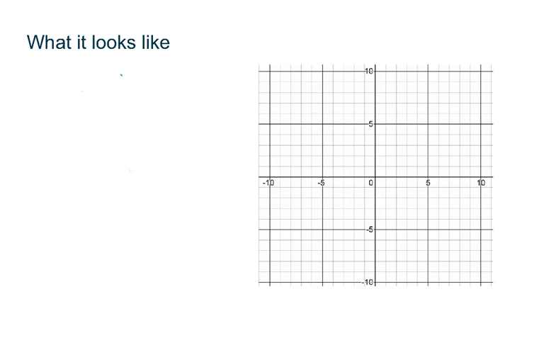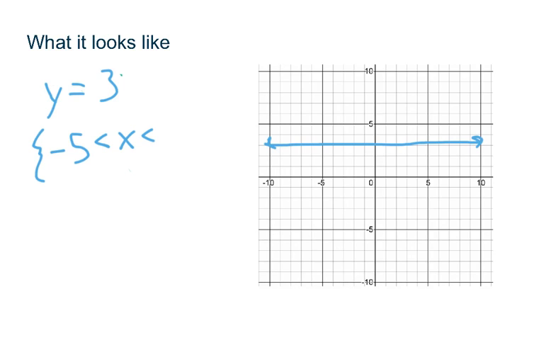Let's say, go back to y equals, and this time we'll go with a horizontal line of 3. So at 3, we draw a horizontal line right here. But now what we can do for the domain is maybe we could say it's going to be from -5 less than x less than or equal to positive 5.